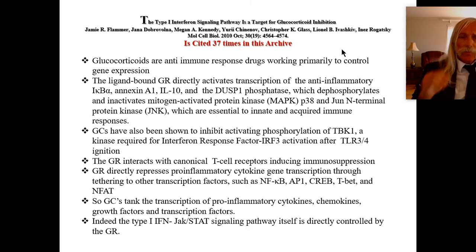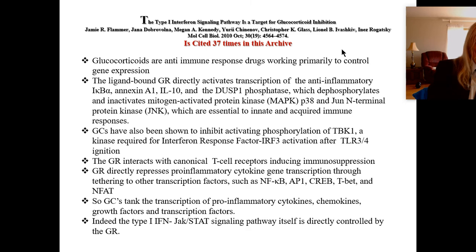I gave you the full author names for that paper, so you can go back and find it. Now, what does it say? This is a logical progression using dialectics and understanding event ontology, things happening through space and time, and happening in real time, event ontological systems. Glucocorticoids are anti-immune response drugs working primarily to control gene expression. We know that that's how they function.